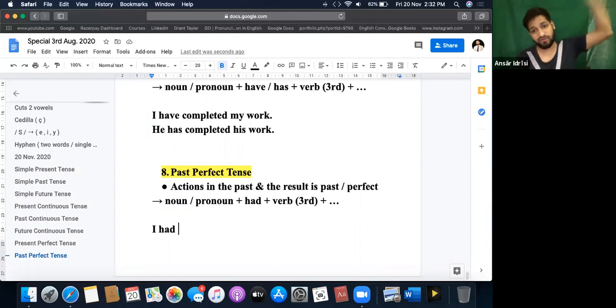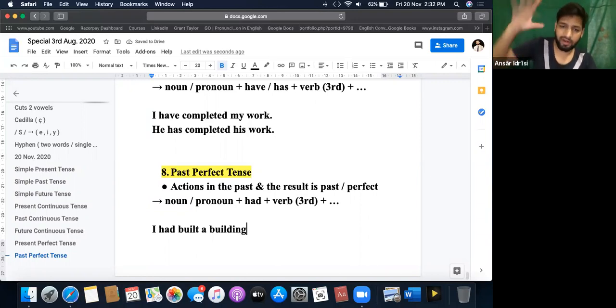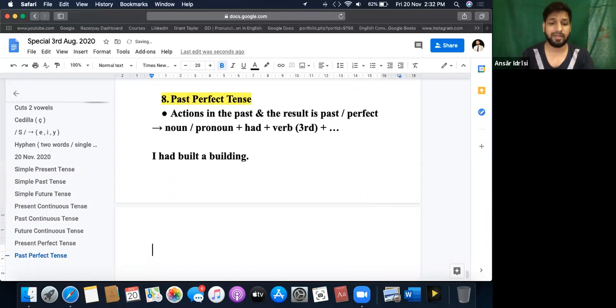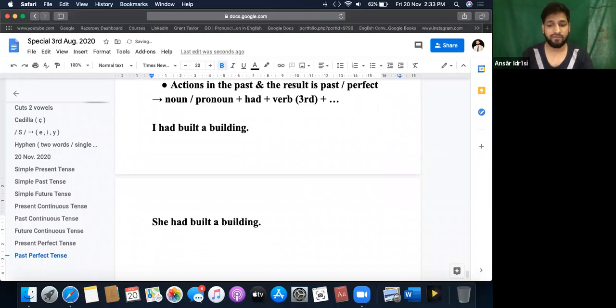Action in the past and got perfected in the past means for a long time. I had, third form is what? Built. I had built a building. मैंने बिल्डिंग बनाया चुका था वो टाइम पर, और अभी वो बिल्डिंग है भी नहीं, उसका एक्शन का मतलब उसका रिजल्ट ही नहीं मेरे सामने. So I had built a building. Next one, same case. He or she plus had plus third form of verb. She had built a building. So you have to take the third form of the verb.